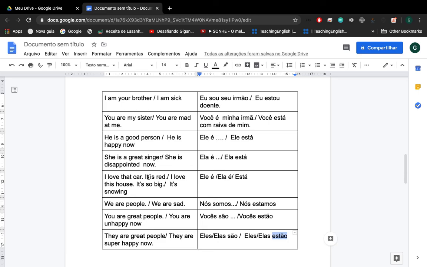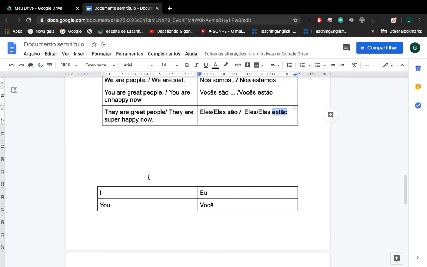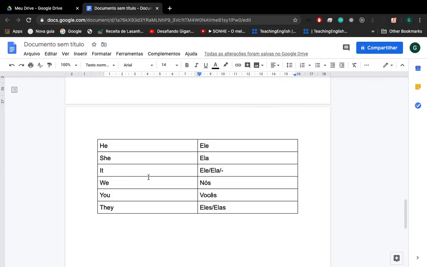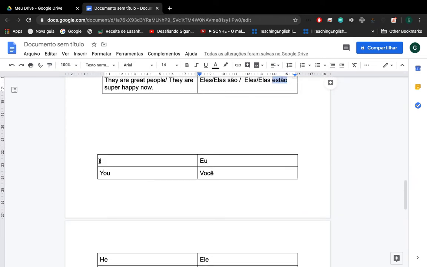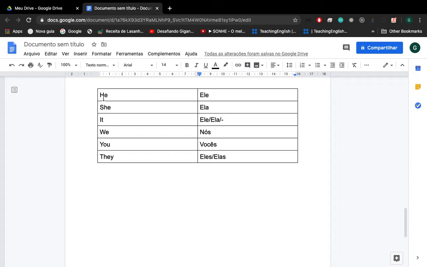Now let's do a review here about the pronouns, and then we're gonna say the verbs together so that you guys can fix it a little bit in your minds. Okay? So repeat with me, please. I, eu, you, você, he, ele, she, ela, it, ele, or ela, or impersonal, which is no pronoun.